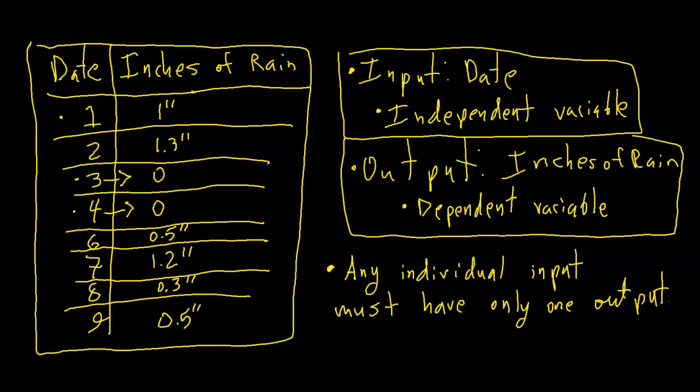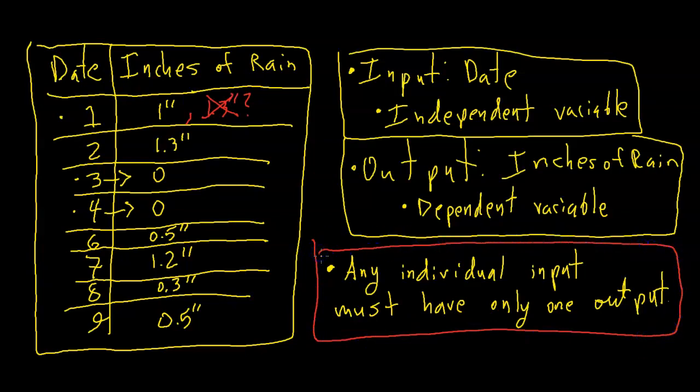Because would it make sense to say, hypothetically, that on the first day there was 1 inch of rain, but also 1.3 inches of rain? Would that make sense to say? No, we need an answer, right? The whole point of a function is to get an answer from an input, right? We want to know how many inches of rain were there on the first of the month. And there can't be 2 correct answers to that question, right? There can only possibly be one answer to that question. So that's why we have this very important rule that's part of what defines what a function is. Any individual input must have only one output.